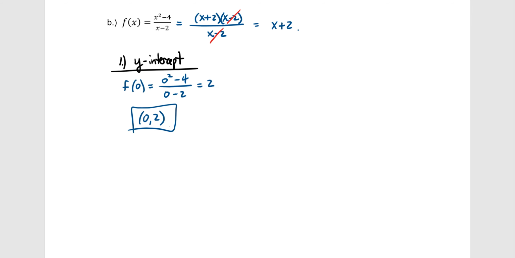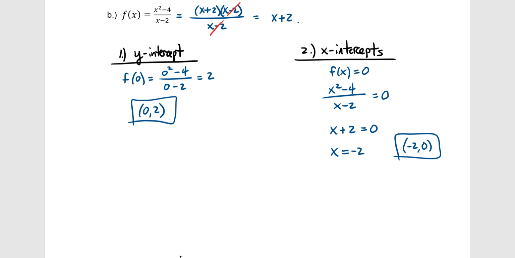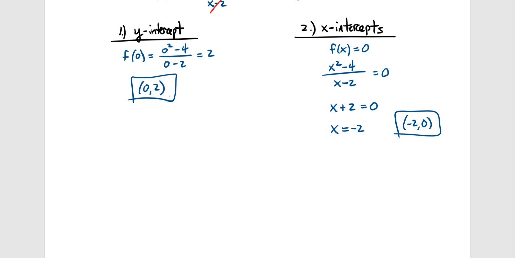Evaluating the y-intercept, plugging in a 0 for x, f of 0 ends up being 2. Just be a little cautious: always plug it into the original equation, just in case there ended up being a hole at that point. Next, for the x-intercept, we set the function equal to 0, which means we set the simplified numerator, x plus 2, equal to 0, and we get x equals -2 for our x-intercept.